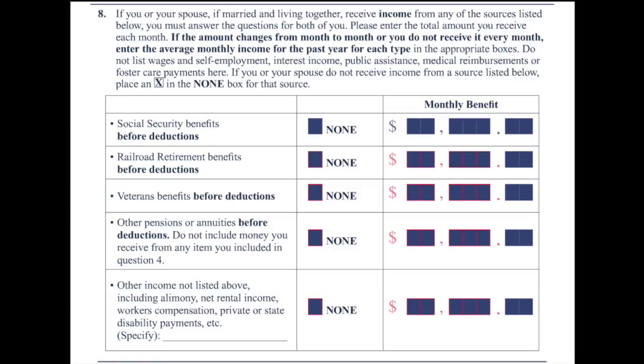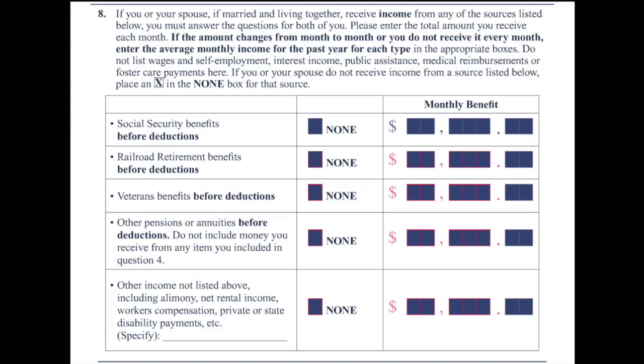If the client receives railroad retirement benefits or veterans benefits, list the gross amount for each of those. If they do not receive that benefit, put an X in the column that says none. So again, put in the gross amount that they receive for each of these categories. If the client receives any other type of income, such as alimony, net rental income, workers' compensation, private or state disability payments, or other payments, list the gross amount for this type of benefit. You must specify what the other income is on the blank line.